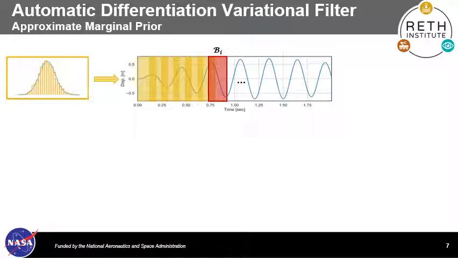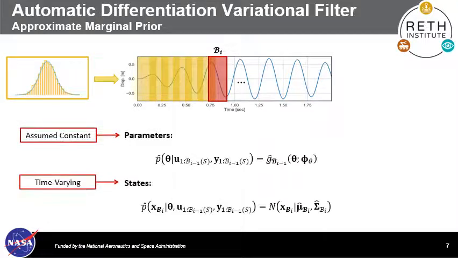The development of the marginal prior progresses differently between the parameters, which are assumed constant, and the states, which vary with time. In the case of the parameters, the approximate marginal posterior from the previous step directly informs our assumption of the approximate marginal prior. For the states, we use the approximate marginal posterior as a stepping stone to propagate the uncertainty in the states forward in time. We do this by developing a sampling approximation to the mean and covariance of the assumed marginal prior.